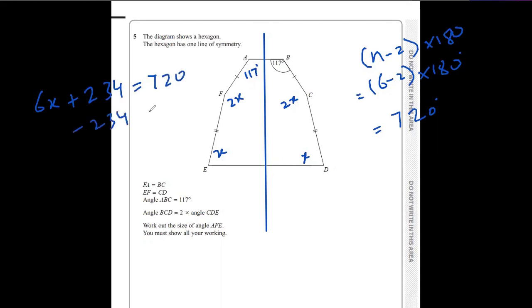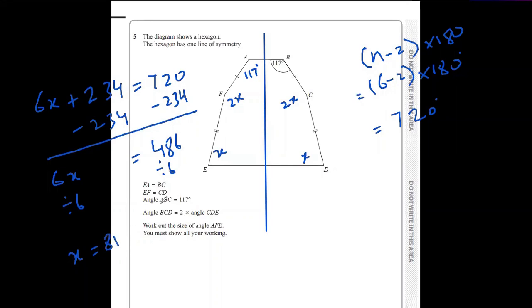Take away 234 from both sides, and I will get 6x. What is 720 take away 234? 486. 486 divided by 6 is 81. So x is 81, and we work out the size of AFE. AFE is 2x, 2 times 81, and that would be 162 degrees. Is that right? Yeah.